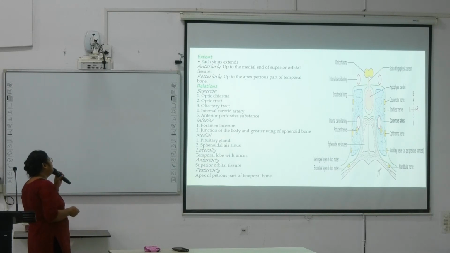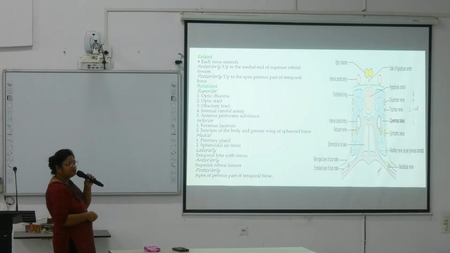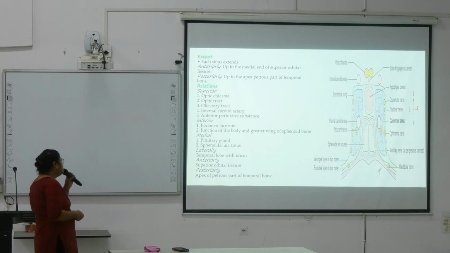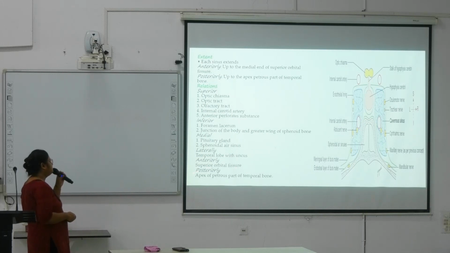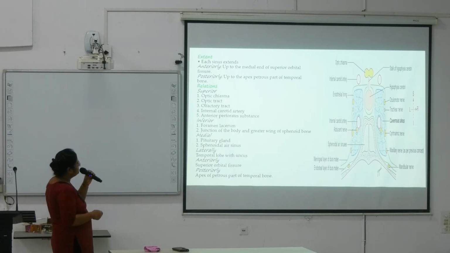Medially, pituitary gland and sphenoidal air sinus. Laterally, temporal lobe with the uncus. Okay, the uncus of the temporal lobe is projecting. Anteriorly, there is the superior orbital fissure. Posteriorly, apex of the petrous part of the temporal bone. So these are the relations. Next.